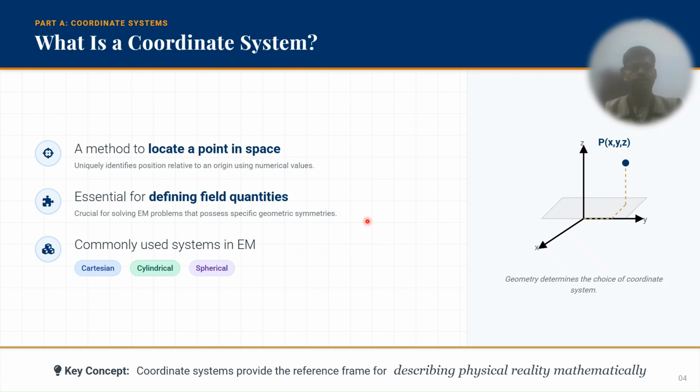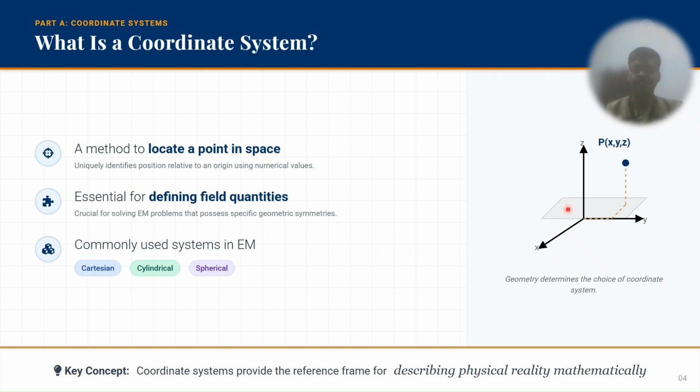Now, going to the first part, the coordinate system. What is a coordinate system? If there is a space around us, and some point in that space, how can we define it? We can define x, y, and z directions, as you can see in the figure on the right-hand side. A point P is (x, y, z).